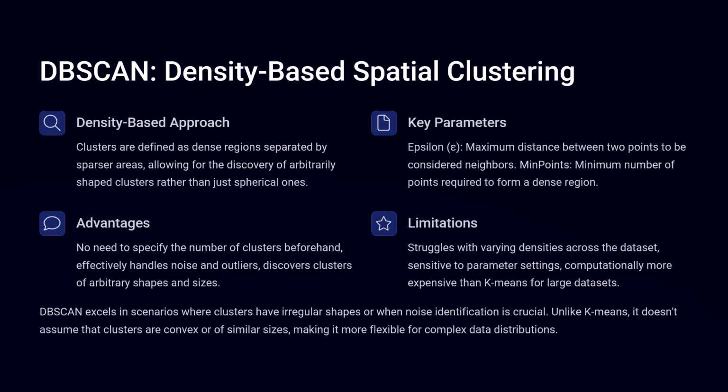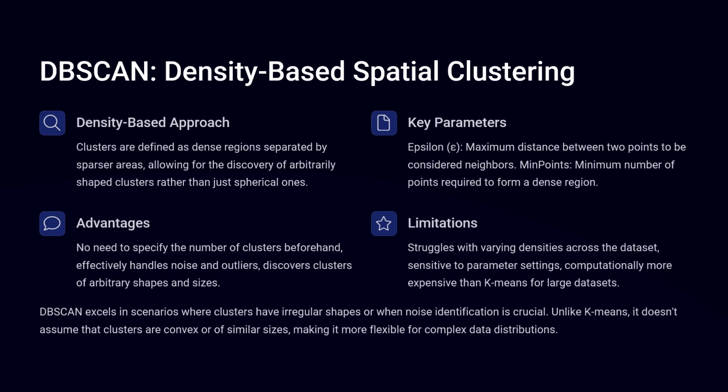Advantages: no need to specify the number of clusters beforehand, effectively handles noise and outliers, discovers clusters of arbitrary shapes and sizes. Limitations: struggles with varying densities across the dataset, sensitive to parameter settings, computationally more expensive than k-means for large datasets. DBSCAN excels in scenarios where clusters have irregular shapes or when noise identification is crucial. Unlike k-means, it doesn't assume that clusters are convex or of similar sizes, making it more flexible for complex data distributions.